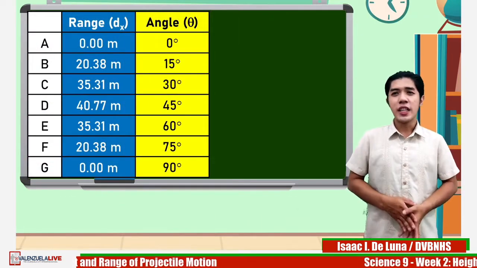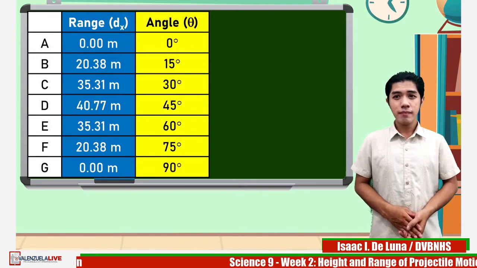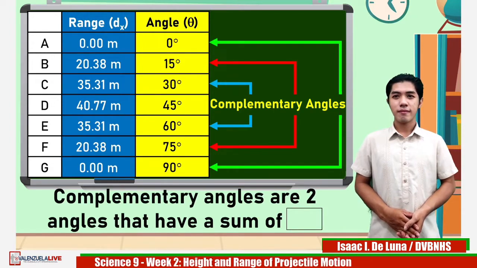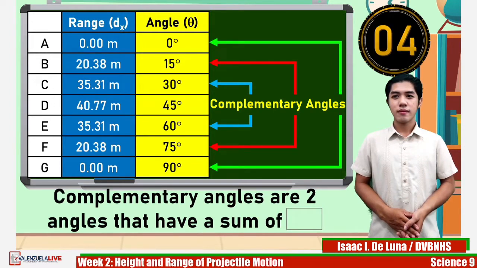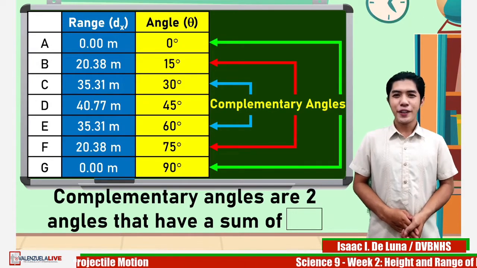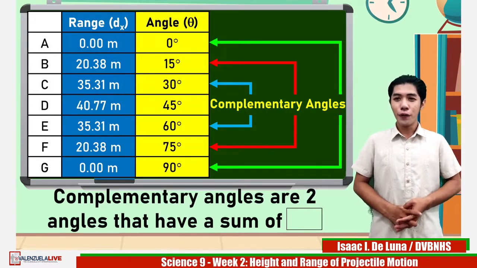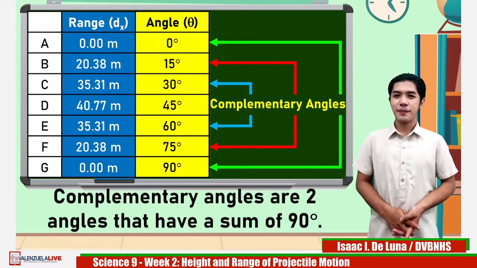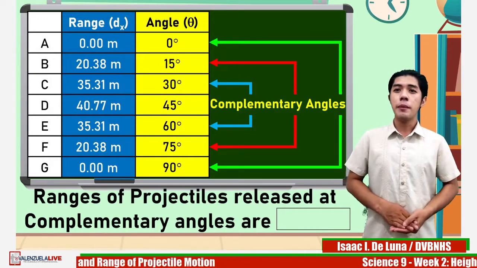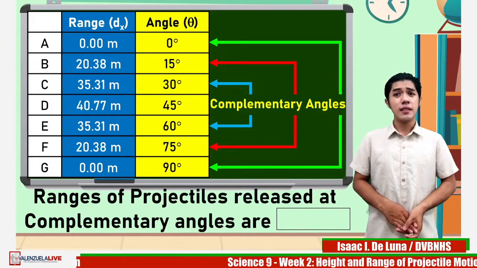In your previous lessons in math, you have learned about complementary angles. Can you still remember what it means? Type your answers now. Very good, students. Complementary angles are two angles that have a sum of 90 degrees. As you can see here in the table, we have 3 pairs of complementary angles: 0 and 90, 15 and 75, and 30 and 60.